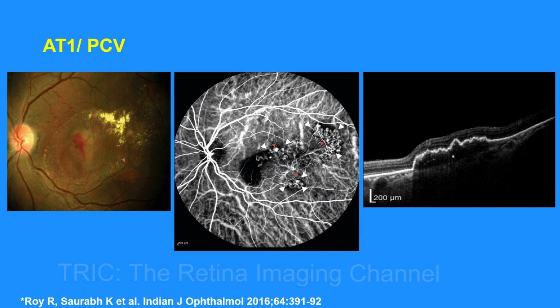So this is how AT1 or PCV looks like. You will have subretinal fluid, subretinal hemorrhages and hard exudates, and ICG shows a large branching vascular network as seen in this picture, and the OCT shows elevated RPE, and the sub-RPE space is the location of the branching vascular network and polyp, which causes the undulations in the elevated RPE. So this is all about AT1.